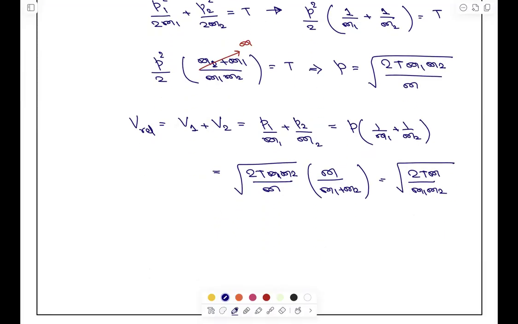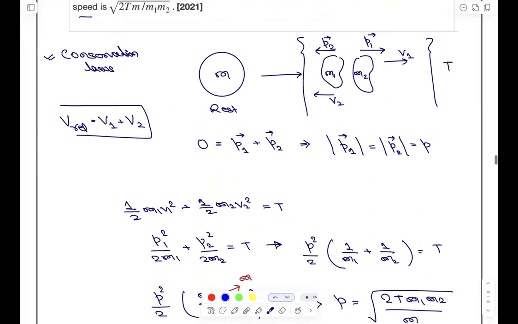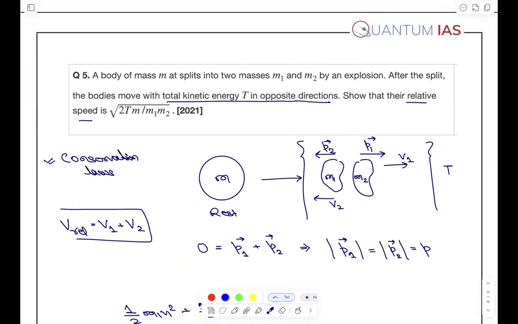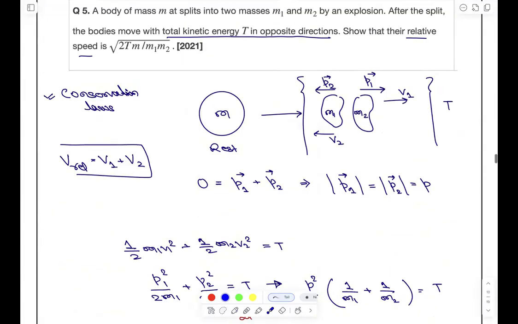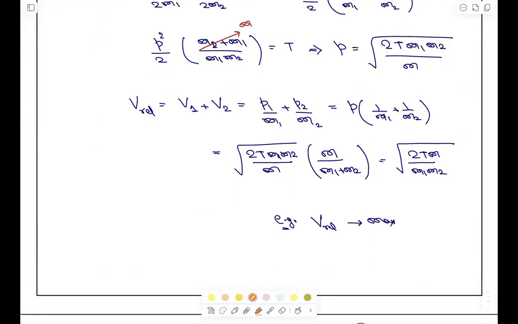Now, when you get this relation, always try to interpret it. One example: when will v relative become maximum? Obviously, you need to minimize the denominator, so you can play with m1 and m2 being the same, when m1 is greater than m2, and when m2 is greater than m1. But for this series, we will limit ourselves to the correct solution, so that we understand the approach and are able to write down the final answer.